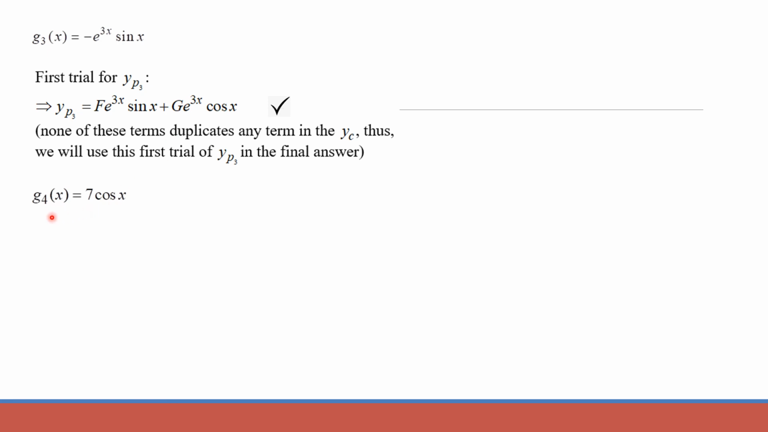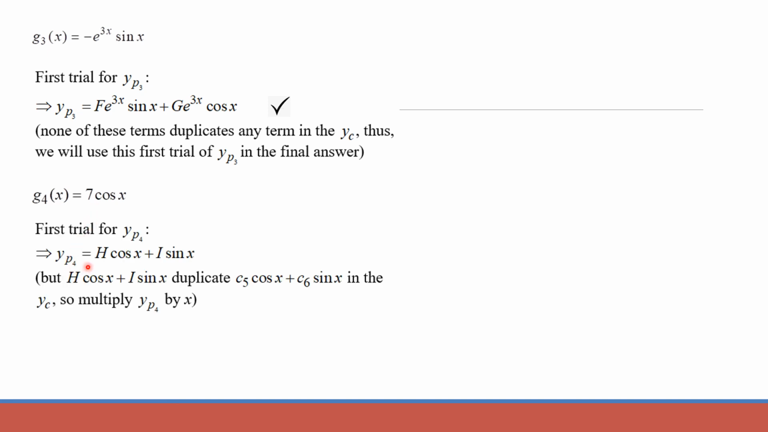Lastly, we look at g4. g4 is equal to 7 cos x. So how do you write down the yp4? yp4 will be as follows. This number 7 will be replaced by the coefficient h multiplied by cos x. But since cos must go together with a sine function, the next step is to add another term, i sine x. So we just change the h into i and change the cosine into sine for this second term. Now we have the yp4 given by h cos x plus i sine x.